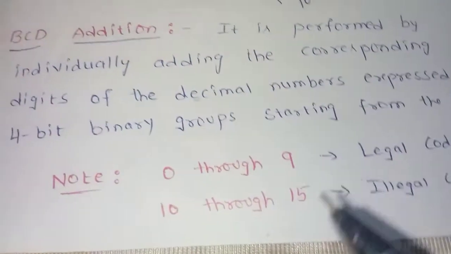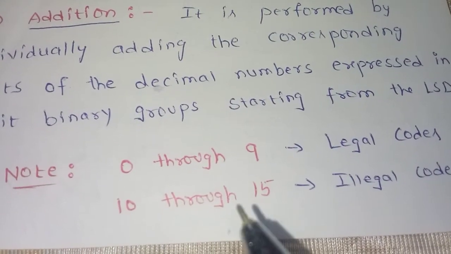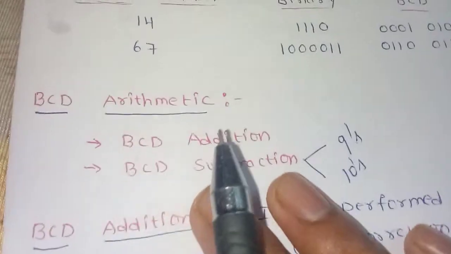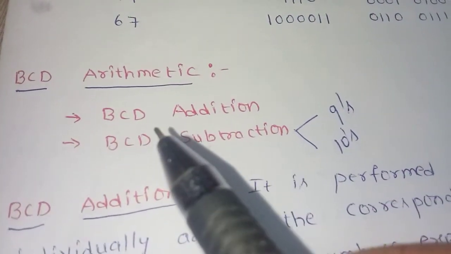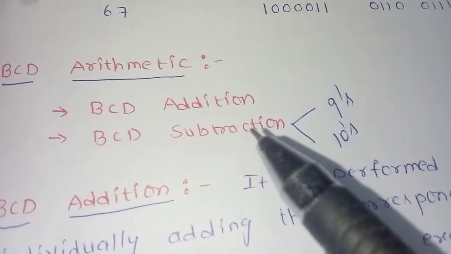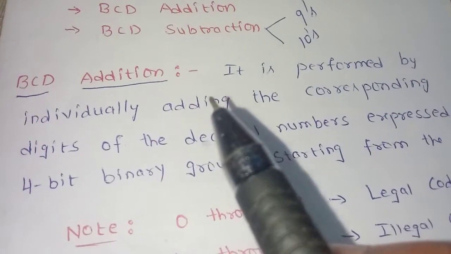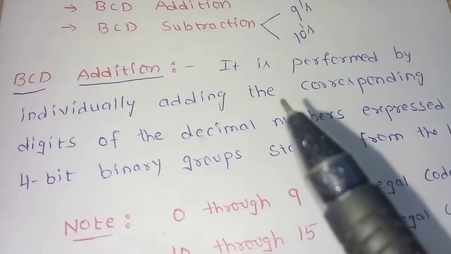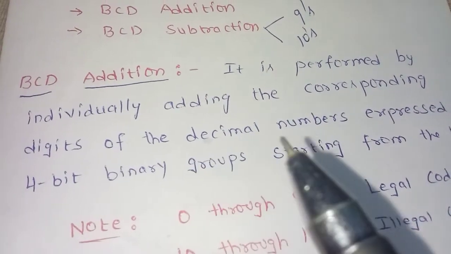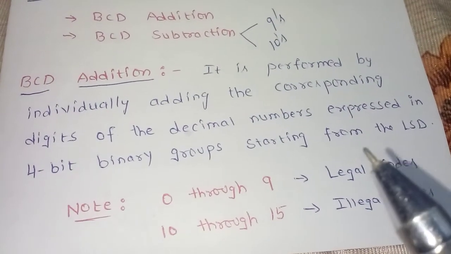Now if you observe a very important point, in BCD code 0 through 9 are legal codes, 10 through 15 are illegal codes. In BCD arithmetic, we have two types: BCD addition and BCD subtraction, but BCD subtraction is performed using 9's and 10's complement also. BCD addition is performed by individually adding the corresponding digits of the decimal numbers expressed in 4-bit binary groups, starting from the least significant digit.